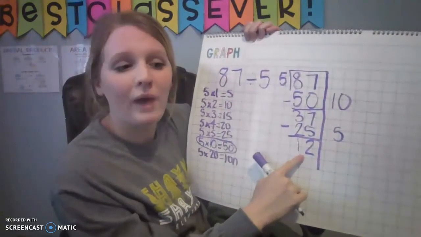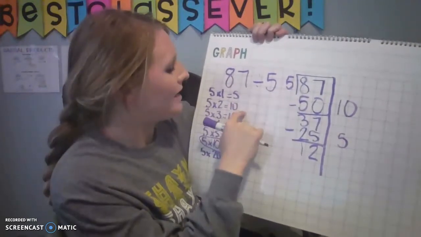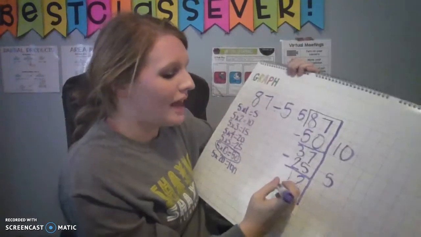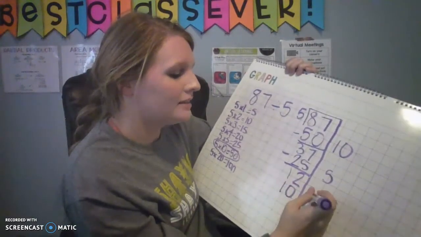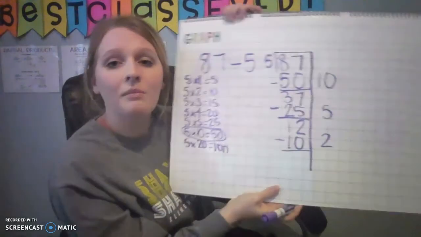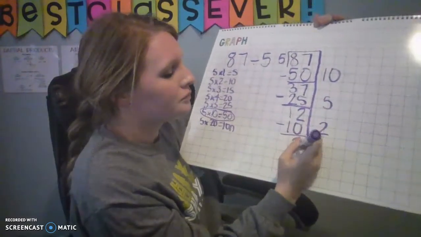Here I'm left with 12. Now I'm going to see what can get me closest to 12. I have here 5 times 2 gives me 10. So I'm going to use that one, and I'm going to put my 10 on the inside, my 2 on the outside, and then I'm going to subtract. 12 minus 10 gives me 2.